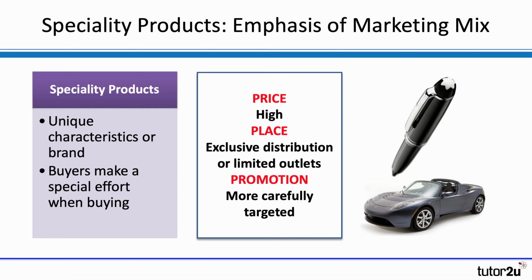And finally, specialty products. Well, as you might imagine, these tend to be the higher priced items that maybe require us as consumers to make a special effort when deciding what to buy. Our choice of car, perhaps even our choice of holiday. Distribution is more limited. In some cases it may be exclusive to one or more distribution channels, and the promotion needs to be more carefully targeted to those consumers looking to buy, to invest in a specialty product. So there we go, that's an overview of the three types of consumer products.